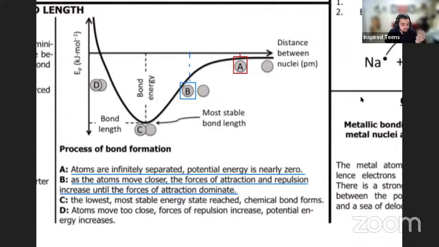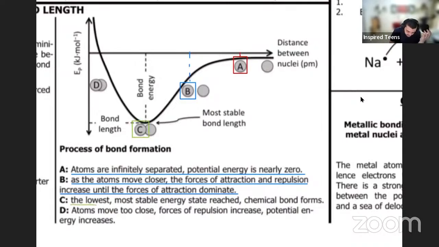So as the atoms move closer, the forces of attraction and repulsion increase. Both increase because they are closer. Protons repelling protons and electrons repelling electrons are forces of repulsion. However, electrons attracting protons and protons attracting electrons are attraction forces. When we move them closer, both increase until the forces of attraction dominate. Let's look at point C.